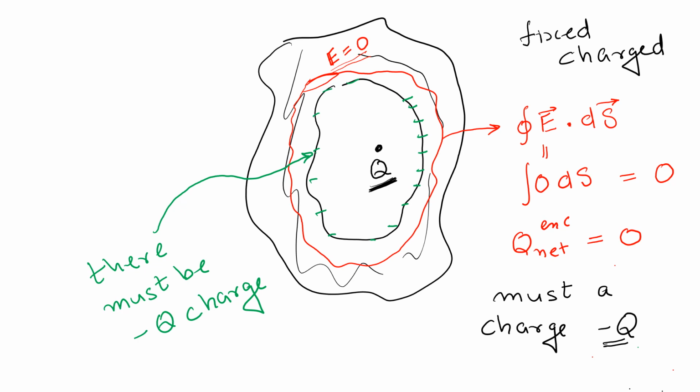Where does this charge ultimately come from? These are electrons which have hopped to reach the inside surface. So again, nothing can be created in the volume. Ultimately, these electrons are going to create vacancies in the outside surface. So there must be charge plus Q sitting on the outside surface.